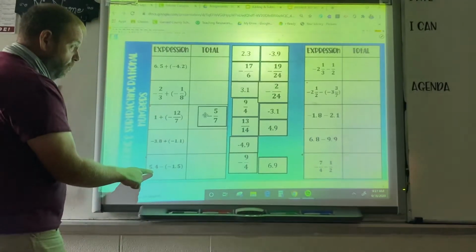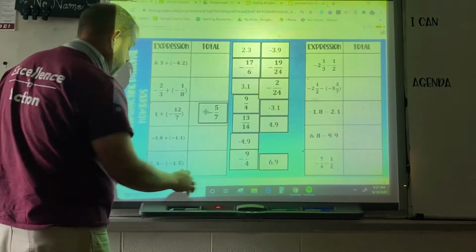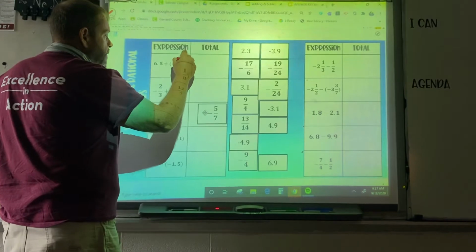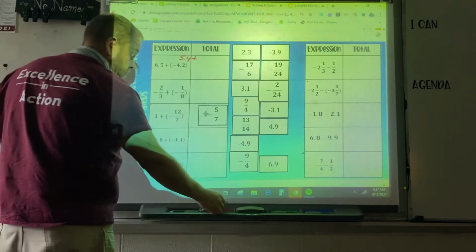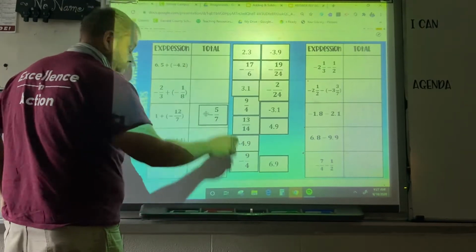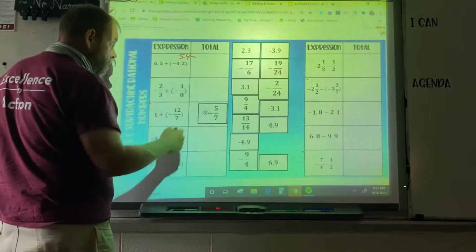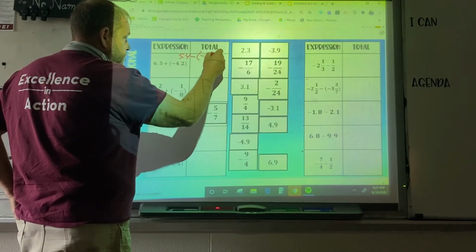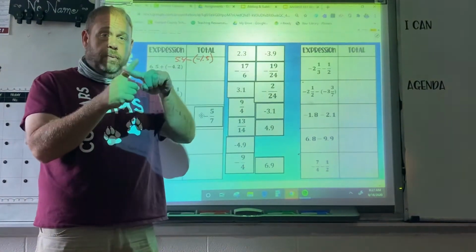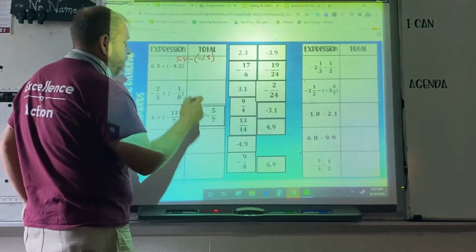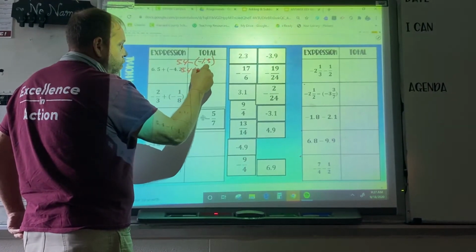I picked this one. I'm going to write it up here so that I can do it for you. Okay, so we've got 5.4 minus, kind of jumping the gun just a little bit. All right, 5.4 minus negative 1.5. Now remember, when we're subtracting a negative, we take the 2 signs and make a plus out of it. So I'm going to rewrite that underneath it. It's going to be 5.4. Take the 2 signs, make a plus out of it, 1.5.